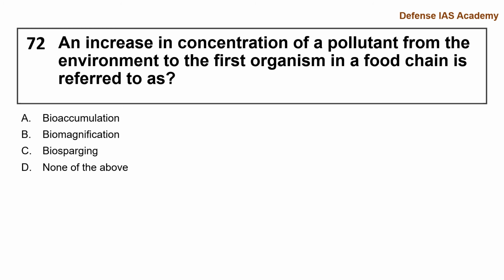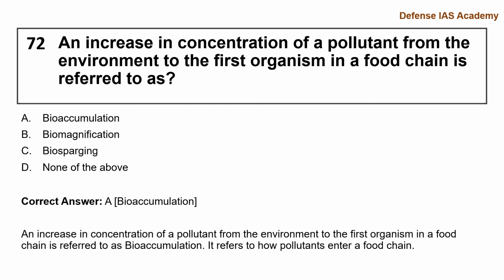Question 72. An increase in concentration of a pollutant from the environment to the first organism in a food chain is referred to as dash. The correct answer is option A, bioaccumulation. An increase in concentration of a pollutant from the environment to the first organism in a food chain is referred to as bioaccumulation. It refers to how pollutants enter a food chain.